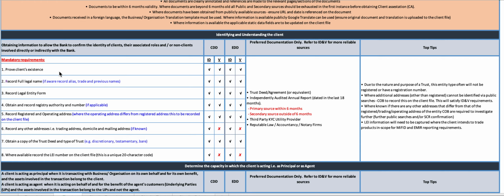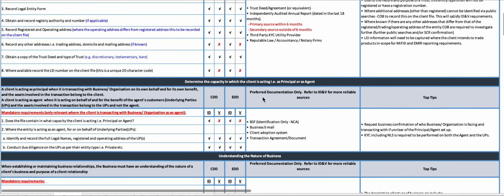So that's optional. The LEI number, trading addresses and mailing addresses are not a must requirement for EDD and CDD. But if you do identify them, it's a bonus. Most of this information can be obtained from trust agreements and deeds, independent annual reports, primary and secondary sources, and usually third-party systems like Orbis could give you quite a lot of information as well.